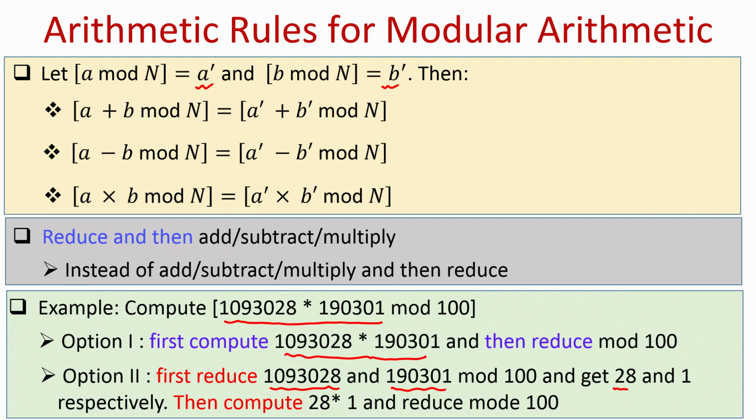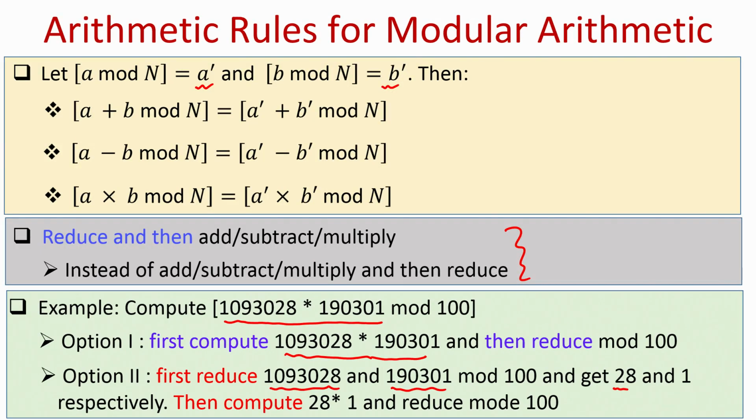So, this is a very powerful trick or concept applicable in the context of modular arithmetic, where instead of applying the operation and then doing the reduction modulo n, you can first reduce the operands modulo n and then perform the operation, and if required you can again perform a reduction modulo n. So, we have seen the addition, subtraction and multiplication modulo n.